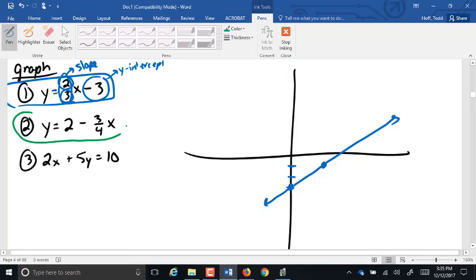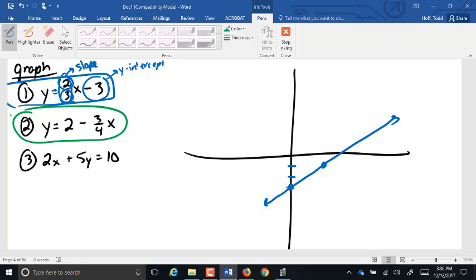The second one here is also in y equals form. The order on the other side switched around a little bit, but it still works the same. Where are we going to start? At 2. So we go up 2, right there is where that one starts. Now the slope here is -3/4. Remember, the negative always goes with the rise.